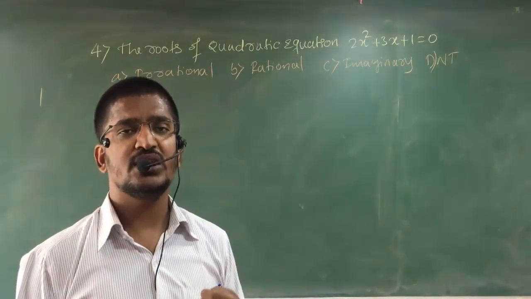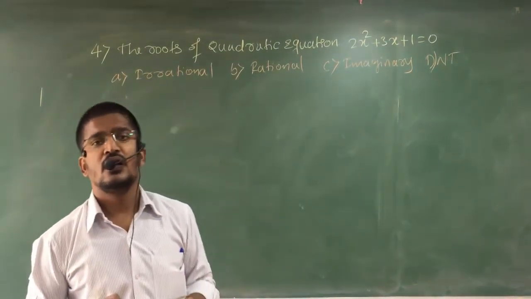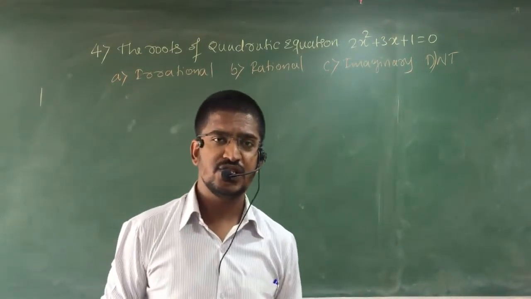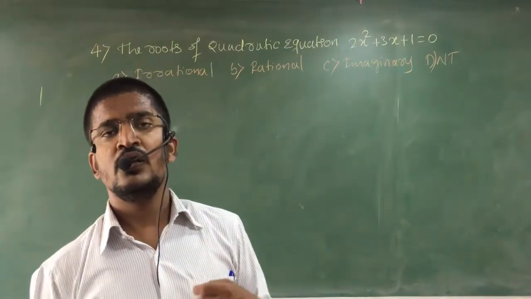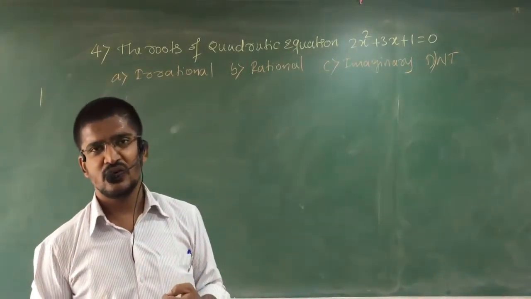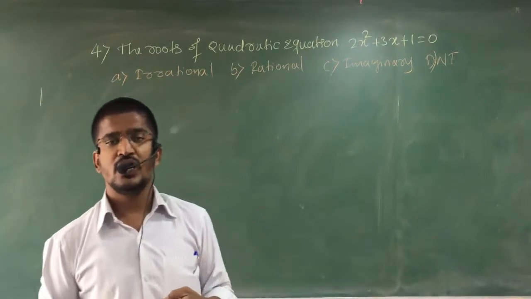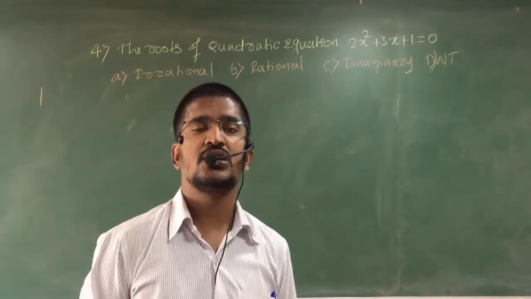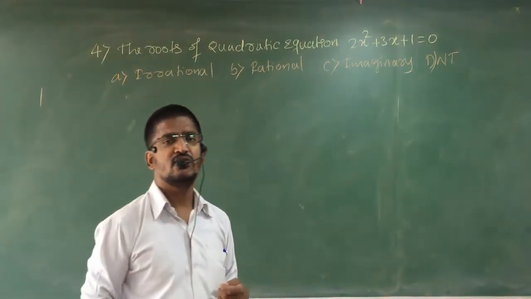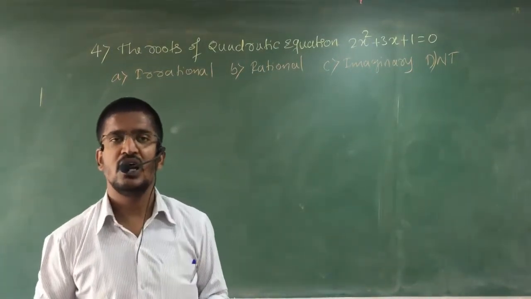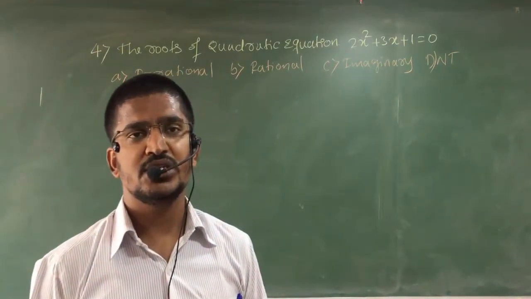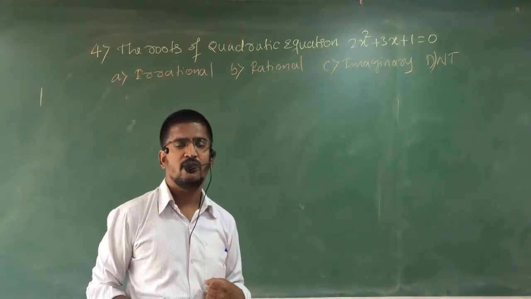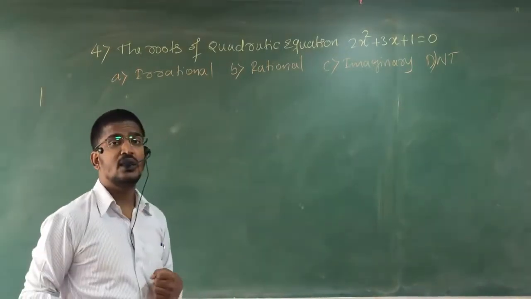Whenever the discriminant is equal to 0, the roots are real and equal. Whenever the discriminant is less than 0, the roots are imaginary. Whenever the discriminant is a perfect square, the roots are rational. Whenever the discriminant is not a perfect square, the roots are irrational. Whenever the discriminant is in the form p plus root q, the other root will be p minus root q. All these terms must be perfect for you for solving this particular problem.